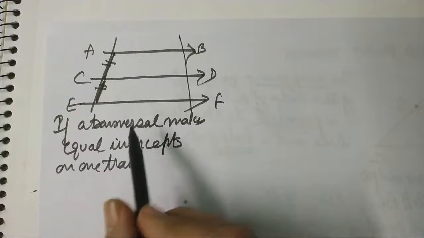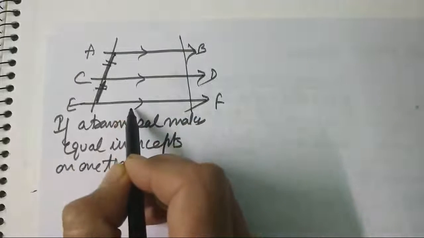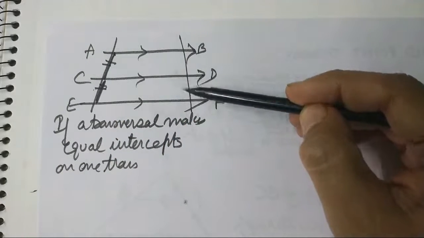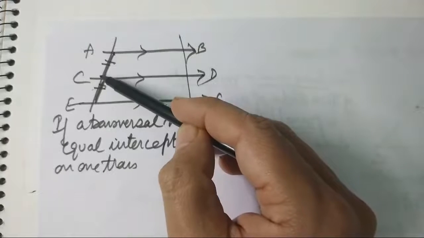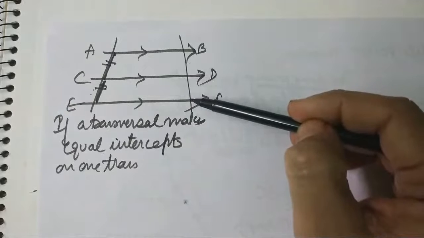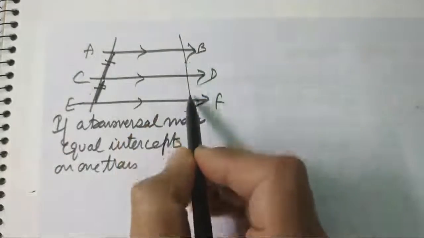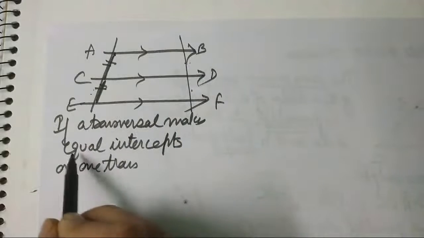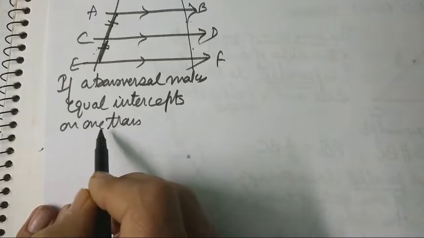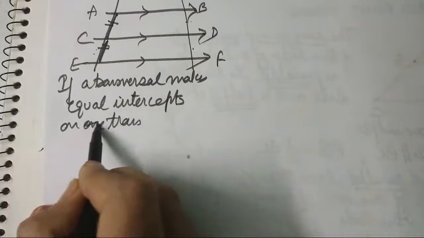So the simple concept is that these two, if they are equal and the two lines are parallel, then this part will also be equal. It can also be said if this ratio is 1:2, then this ratio will also be 1:2. So it will prove that this length is also equal to this length. If a transversal makes equal intercept on one transversal, on three lines.